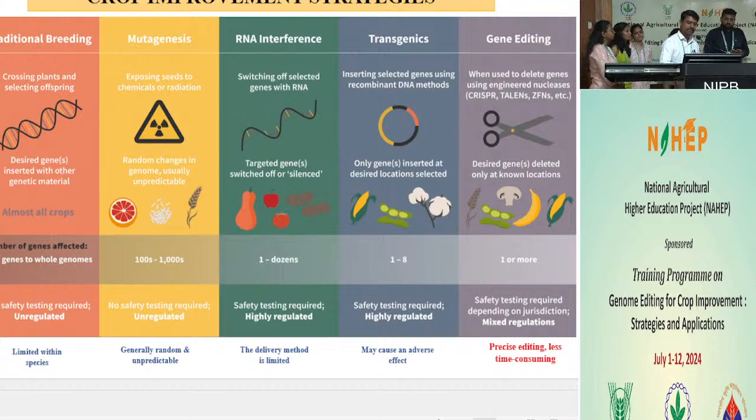After that, in transgenics, we insert selected genes using recombinant DNA methods. In that, only up to 8 genotypes are affected by this improvement strategy, which may have adverse effects. So that's why it is also regulated by some institutes.